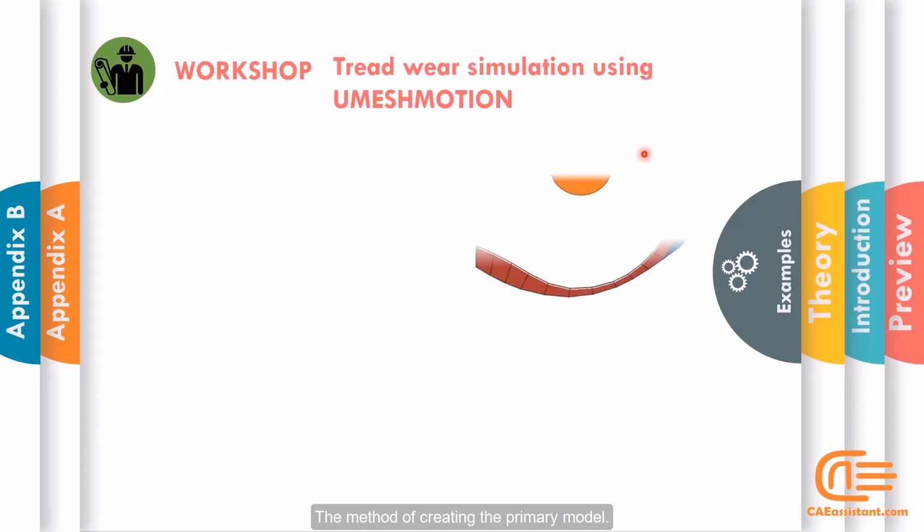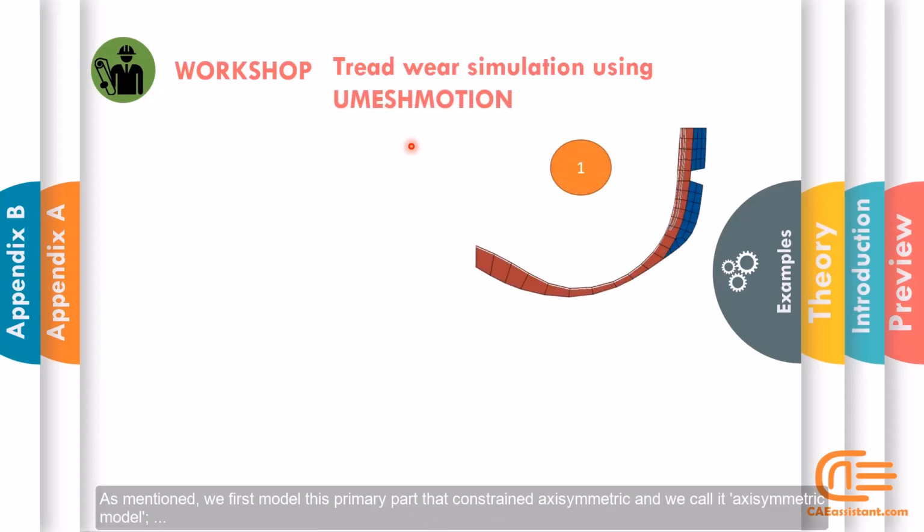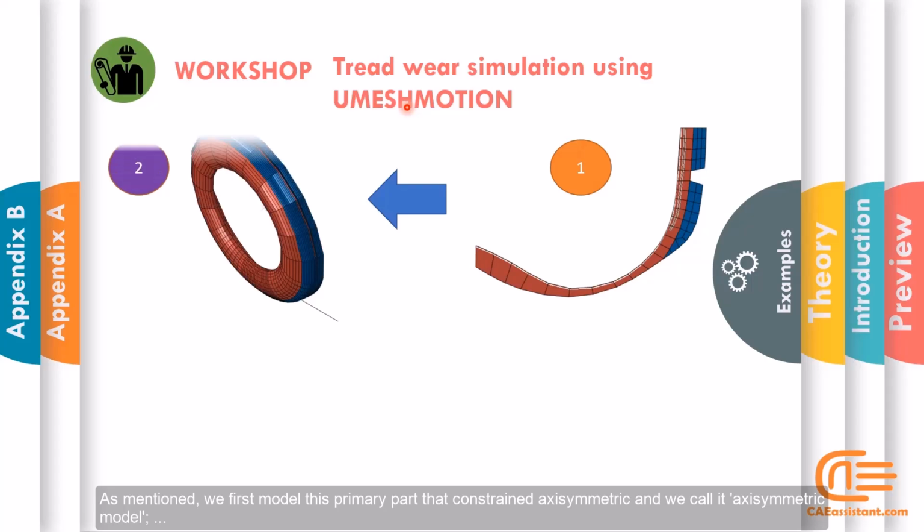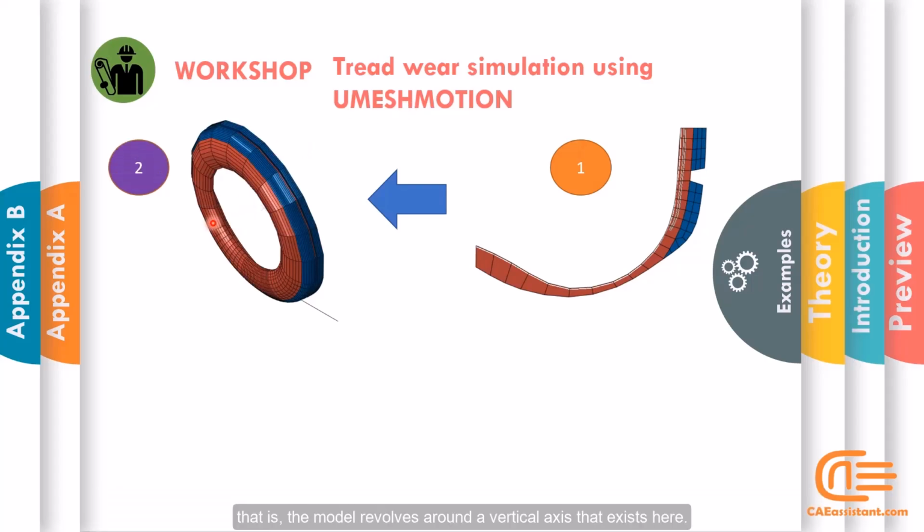The method of creating the primary model. As mentioned, we first model this primary part that is constrained axisymmetric, and we call it the axisymmetric model. That is, the model revolves around a vertical axis that exists here. The model looks like the picture on the left after revolving.